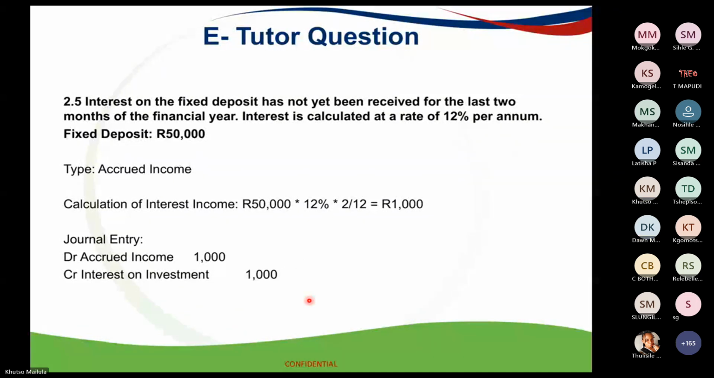That's fine. Yes. What I understand is that here the bank was supposed to pay us interest for 2 months, and that money did not come through. So why are we debiting the accrued income and not crediting, vice versa? Why are we not doing vice versa? Because this is money that we don't have, but we're expecting to get it.